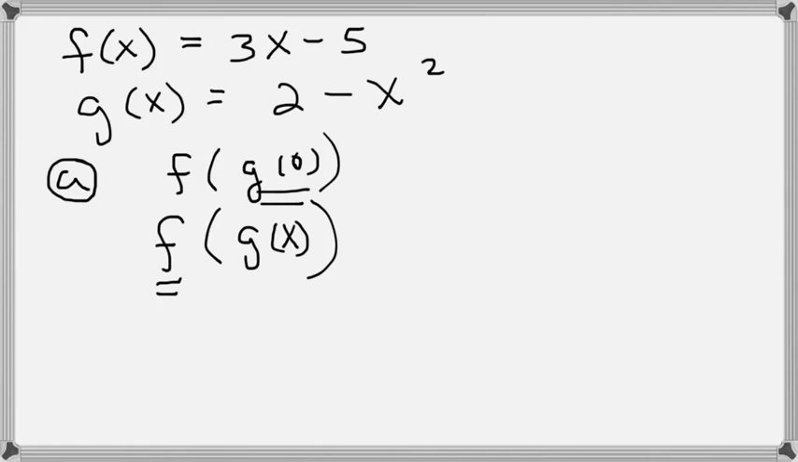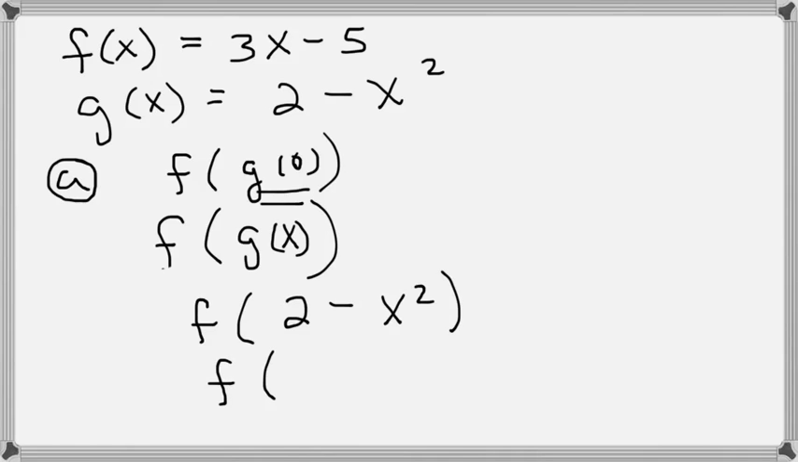let's see, no, we're not going to find the function of f. We're going to find the function of g. And we're going to input that. We're going to take the function of g, which is 2 minus x squared, and we're going to put 0 in the place of the x. So f of 2 minus 0 squared. And solve that. And 0 squared is 0, and 2 minus 0 is 2.